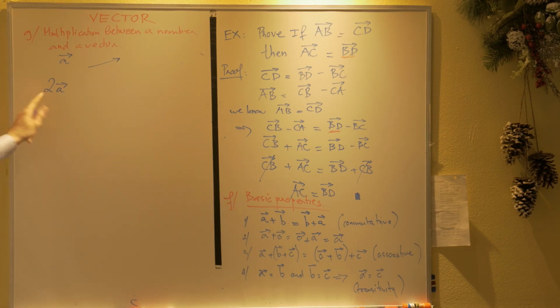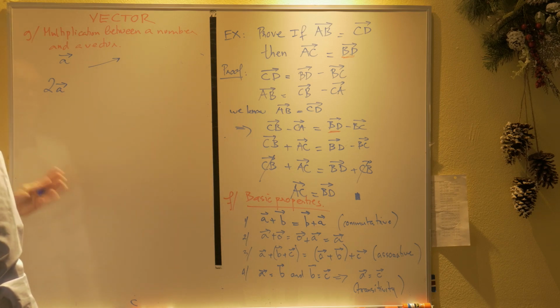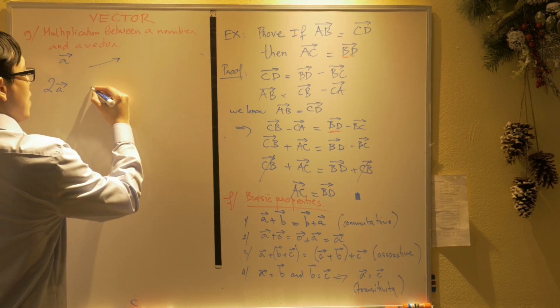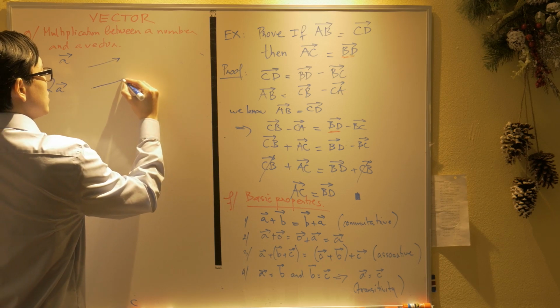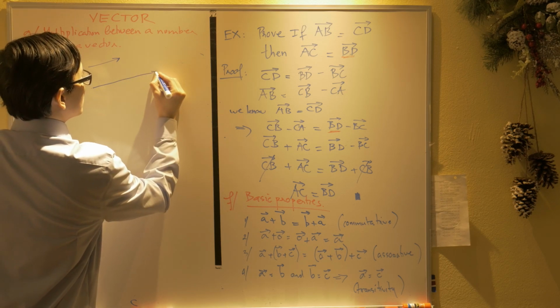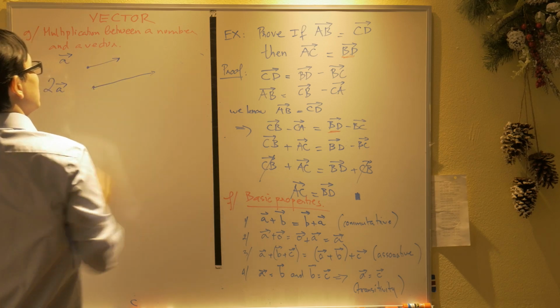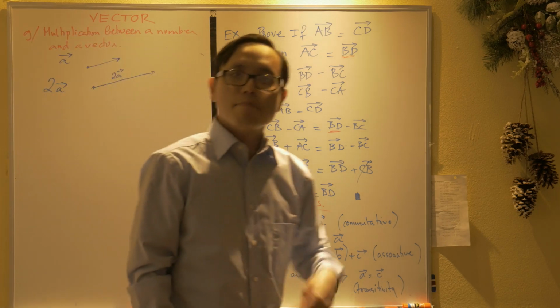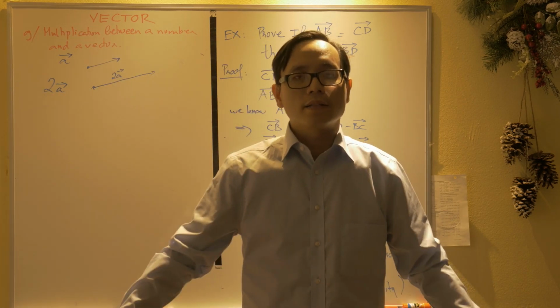So if you multiply a vector by a number, by the scalar, that number could be positive or negative. In this example, I'll give you a positive one. Then it also gives you a vector. But how is that vector compared to this one? This vector will have the same direction as the original one. So they have the same direction, and the magnitude will be twice the magnitude of the original one. So this will be vector 2A. So if you multiply a number by the vector, it gives you another vector.